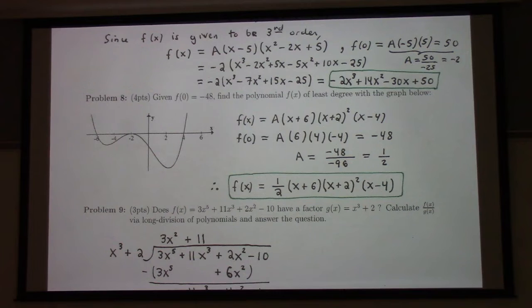Are we good? So this one here, I feel like as a class, you guys are much closer to being completely right about this problem than the other ones. Almost everybody had figured out that you need an x plus 6, an x plus 2, and an x minus 4.